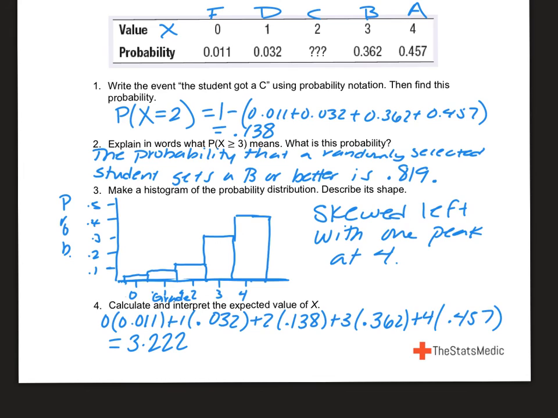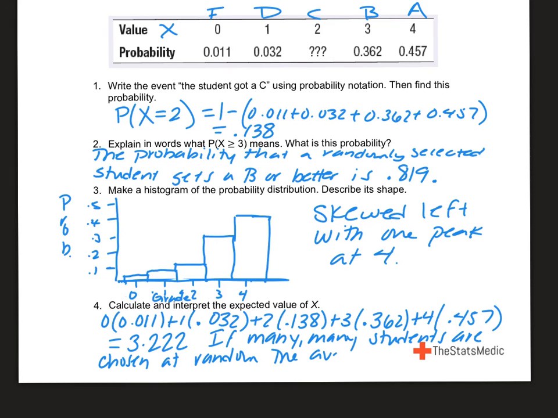So what is this telling me? This is telling me if many students are chosen at random, the average grade is about 3.222. Okay? So hopefully you were able to work through these questions without too much trouble.